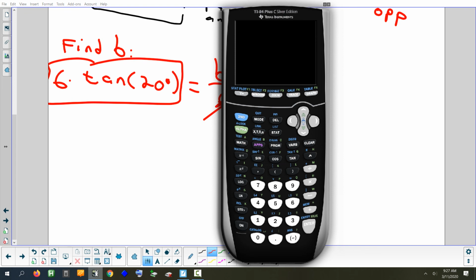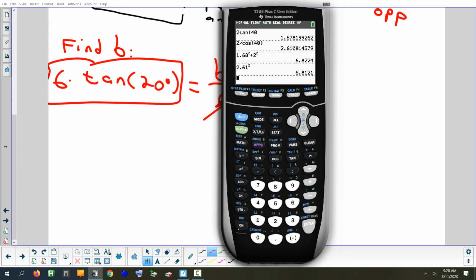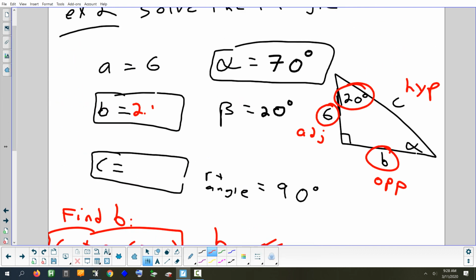So let's type it in. 6 tangent 20 degrees. Make sure you're in degrees. If it goes back to radians, fix it. 6 tan 20. Okay, 2.18. Okay, and are we going to use Pythagorean Theorem to get C? No, why not? Right, because B could be wrong, and we don't want to use something that's wrong.